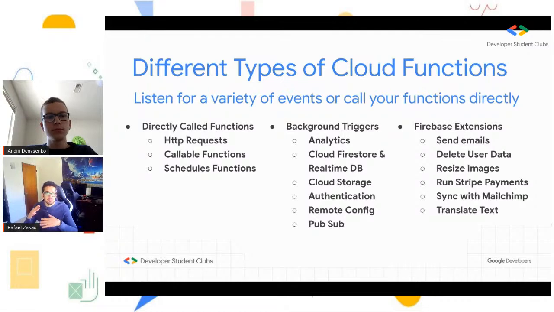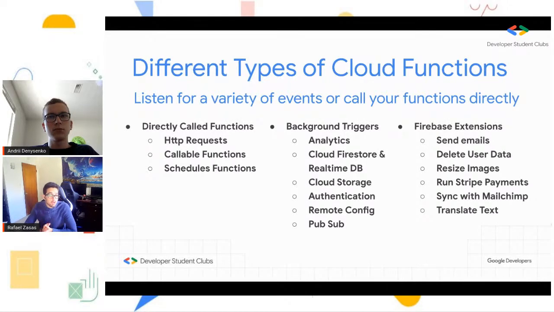There's three main types of cloud functions that can be run. There are the ones that you can directly call, and these are going to be your HTTP requests. That was the Hello World example. Then there's the callable functions, and that was the Hello DSC example. And then there's one that we haven't talked about yet, scheduled functions, which is what we spoke about a bit earlier, cron, having functions run periodically.